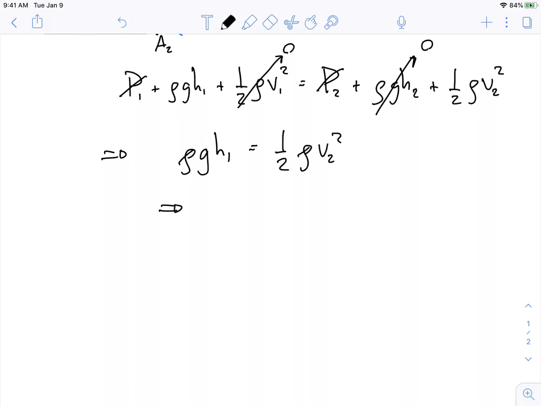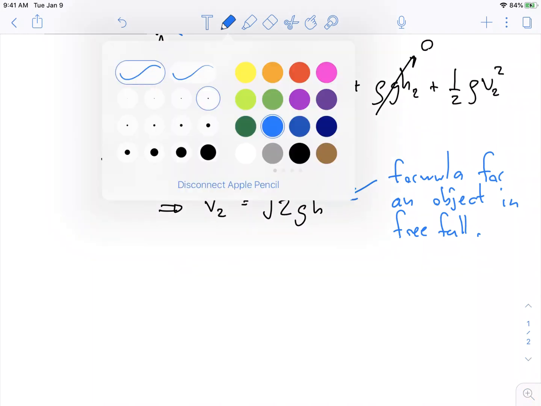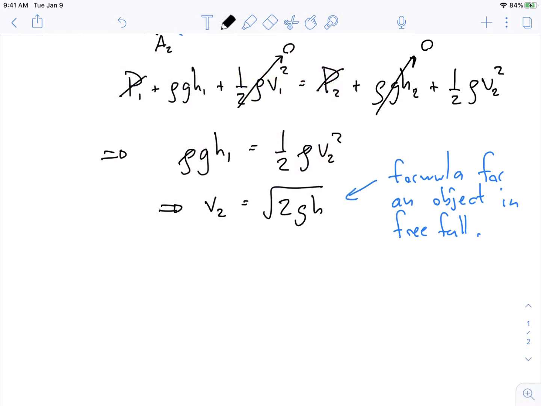And what does this leave us with? The velocity at 2 is equal to the square root of 2gh. You might recognize this. This is the formula for an object in free fall, right? Like, that's really amazing. Bernoulli's formula, this is a fluid flowing down with a bunch of other fluid around it, and the velocity of the fluid comes out just the same as if we had taken a water balloon and just dropped it from that height. It's a really amazing thing, I think.